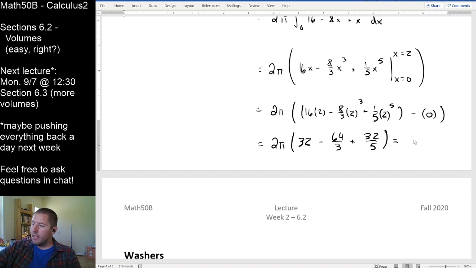What I got when I did this earlier was 512 pi over 15. So maybe stop and confirm that. This is what I think we should be expecting to get for our answer right there. I'm not going to redo my fraction math right now. I'm assuming you guys can do that part.